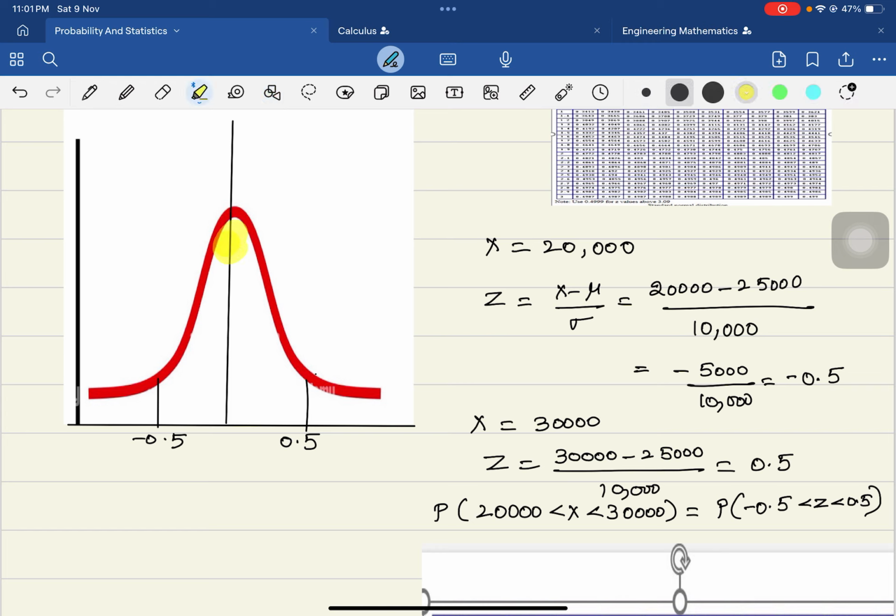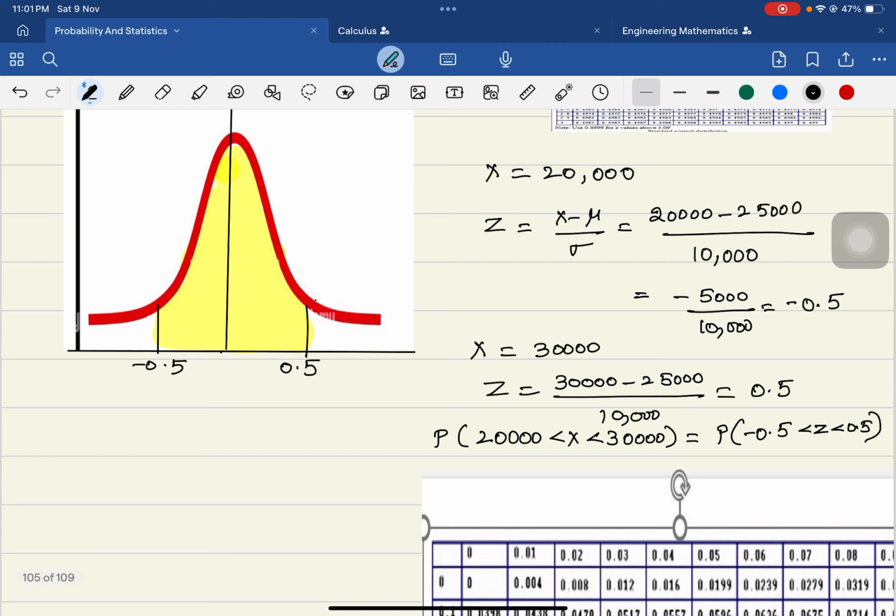So now let us draw the region. From minus 0.5 to 0.5, this is the region, correct? So now how to find this? The area from 0 to 0.5 is the same as from 0 to minus 0.5. So we can rewrite this as 2 times the probability, because from 0 to 0.5 we can double it, so we get 0 less than z less than 0.5.